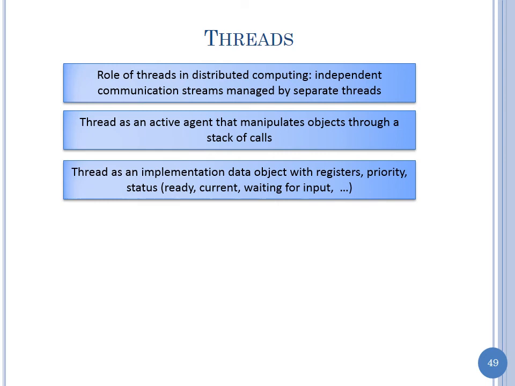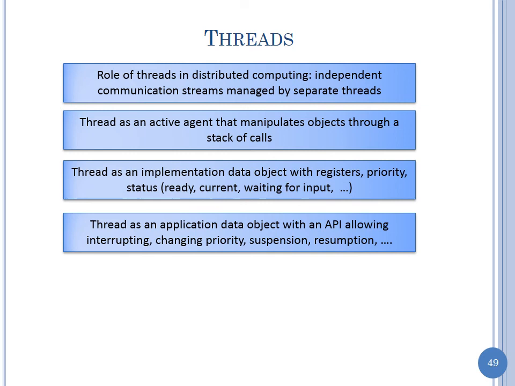From the application point of view, it's both an active agent and also a data structure, because you have to create the initial thread object, at least in Java, and you can go in before you start it. At that point, it's an object. And at any point, you can change its priority. You can resume it, suspend it. You can kill it. So even from an application point of view, it can act both as an active agent and a data structure to be manipulated. Okay.